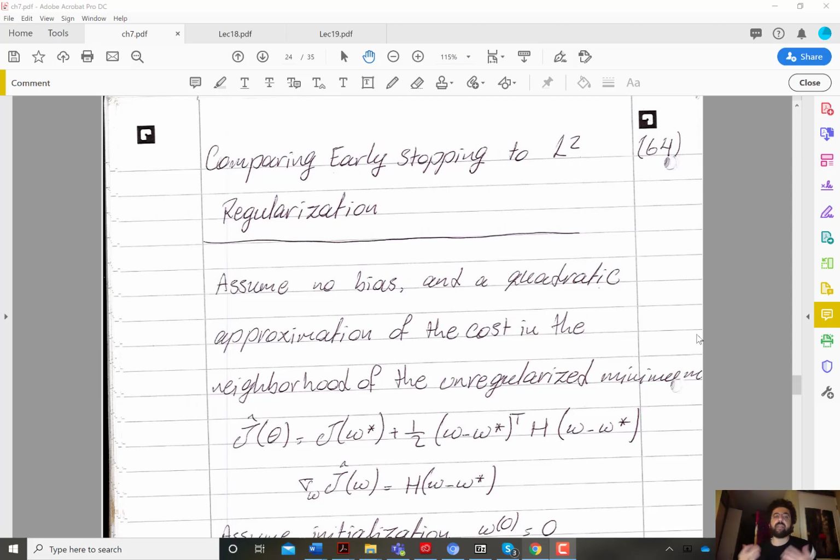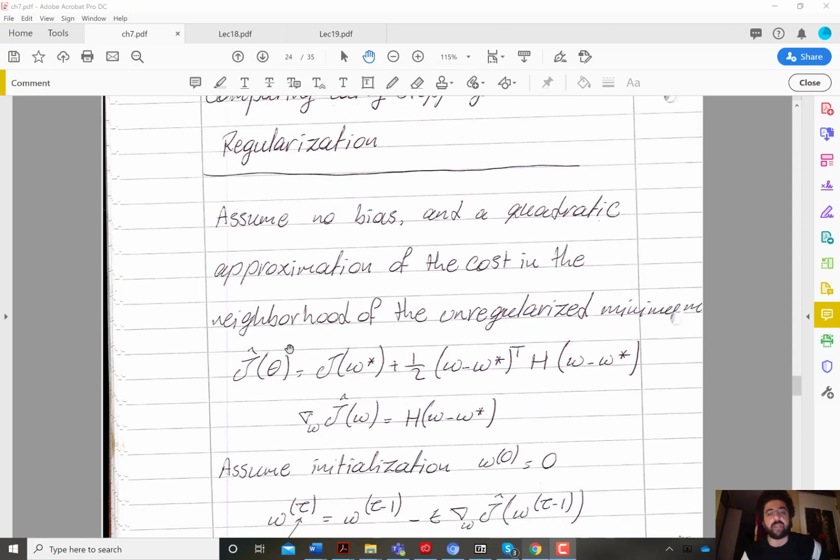So let's follow the same principles that we have done while analyzing L2 regularization. So assume there are no bias terms. We are ignoring the effect of bias terms in the network. And we approximate the cost function by a quadratic approximation, or through the truncation of the Taylor series up to the second order derivative term, or the Hessian, in the neighborhood of the optimal value omega star of the unregularized cost. So omega star is the optimal parameter setting of the unregularized cost. We approximate the cost function by quadratic approximation around omega star.